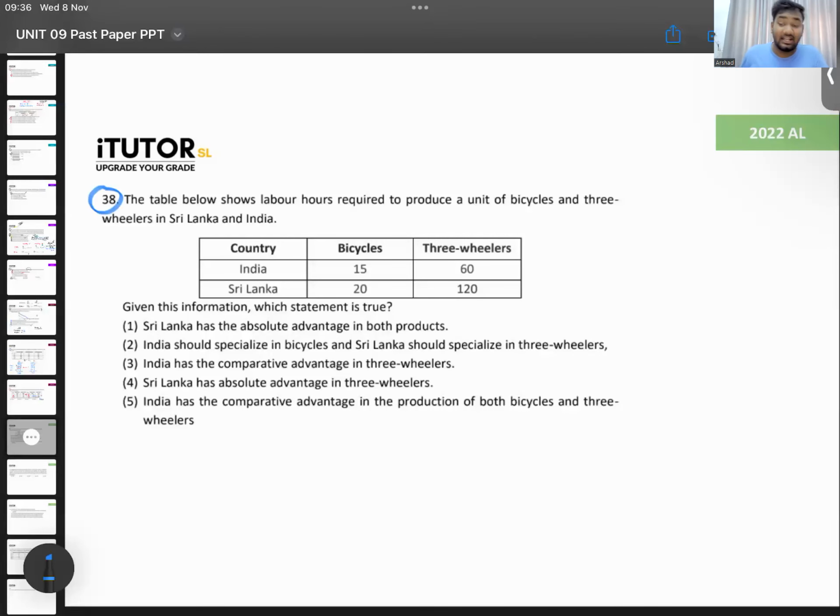2022 A Levels question number 38. The table below shows labor hours required to produce bicycles and three-wheelers in Sri Lanka. Given this information, they are asked, what has happened?